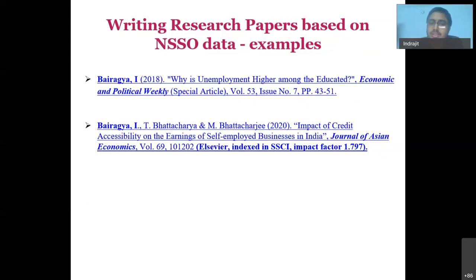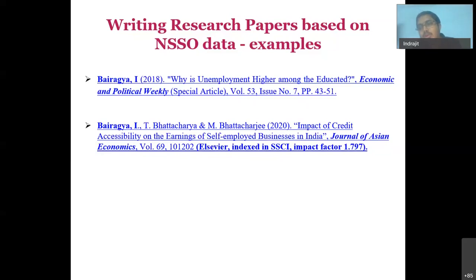Okay. The second paper I am going to discuss got published in the Journal of Asian Economics. I have purposefully taken this paper because most of you are interested in finance, but I do not work with macrofinance, because I work with labor and education-related issues. But here, I have a paper which has a little bit of relevance to your microfinance: impact of credit accessibility on the earnings of self-employed businesses in India. The paper got published in an Elsevier journal, Journal of Asian Economics. It has an impact factor of 1.7. So, I am going to discuss these two papers.